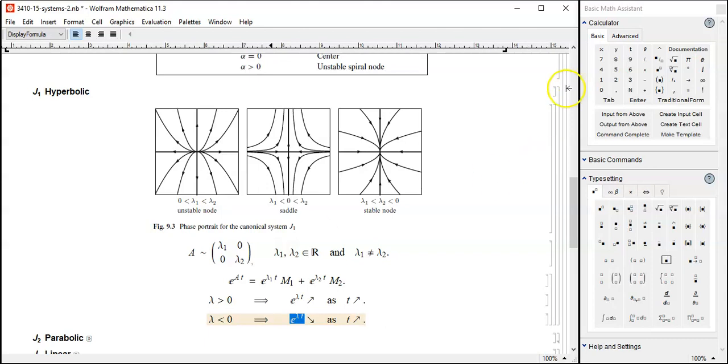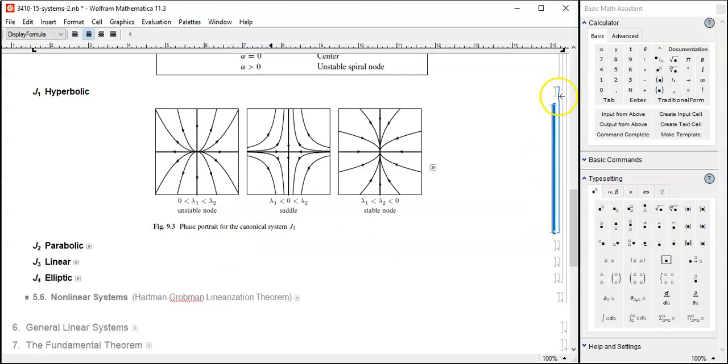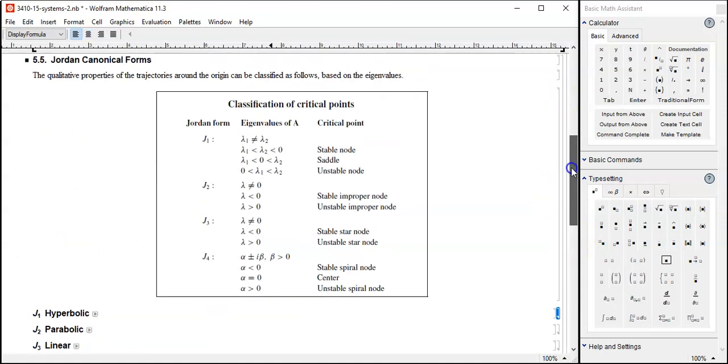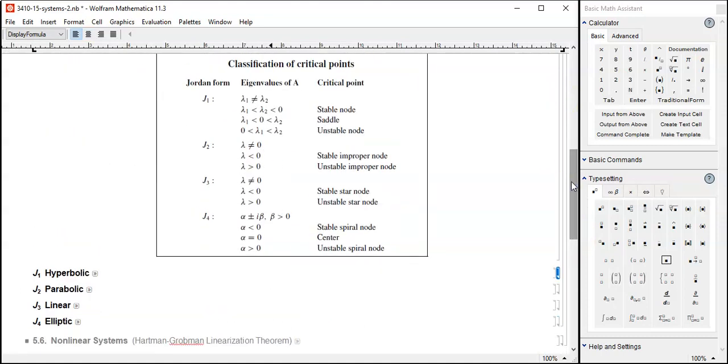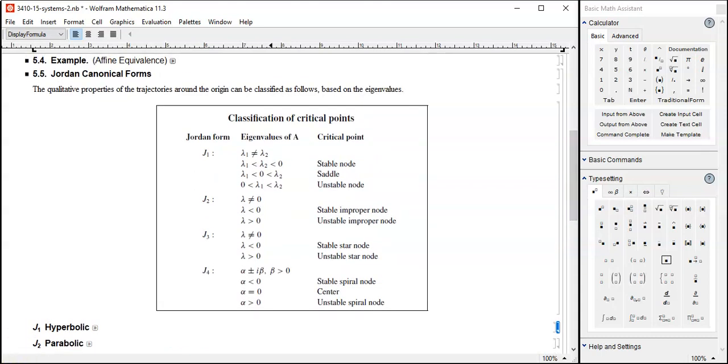That's J1. I'm kind of running out of time, so I'll have to discuss the other cases, J2, J3, J4, and so on in separate videos. So I'll have to stop here. Sorry about that.